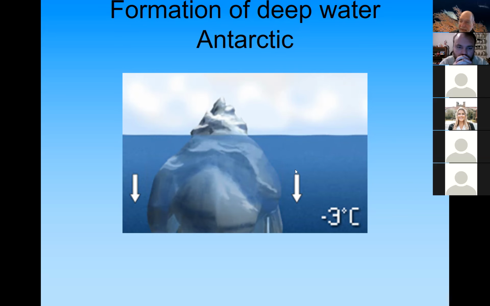So there's low temperature, high salinity water, and that low temperature, high salinity water is going to start to sink. And so by freezing ice in polar regions, you can generate a downward flow, a downwelling of relatively salty water. And that's what occurs in the Antarctic regions.